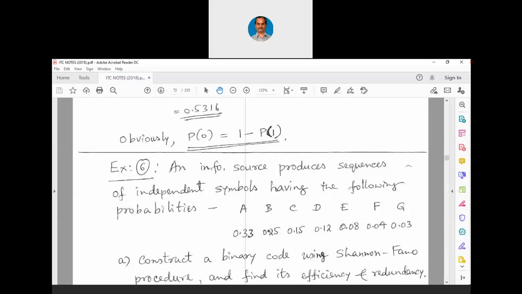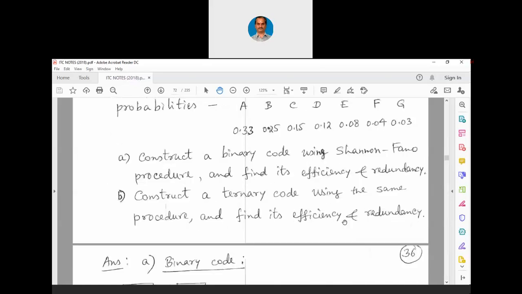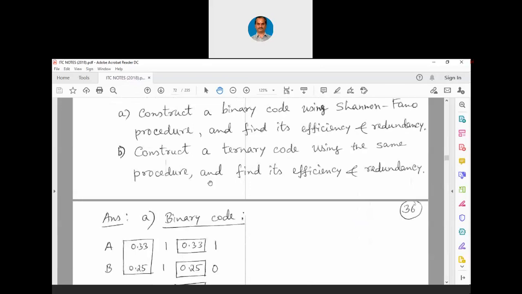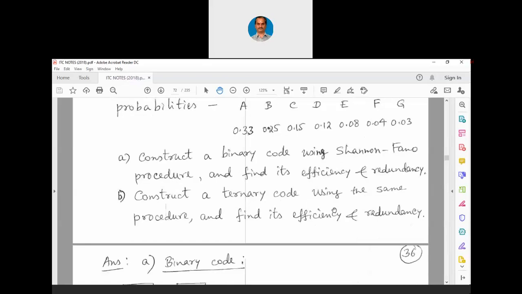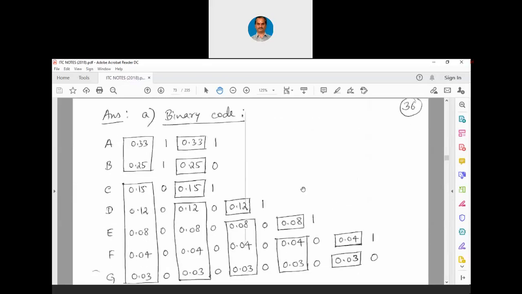Fine. Let me go on. This is the binary code. I will come to the next part of this problem later on, because I cannot complete the other thing. There is a second part: construct a ternary code using the same procedure and find its efficiency and redundancy. In the next class, I will tell you what is the meaning of the ternary code. But let me show you the answer now.